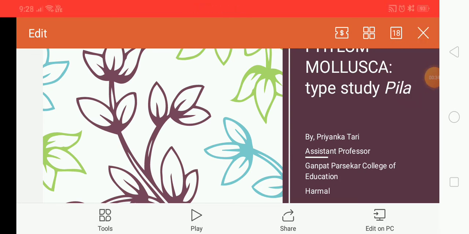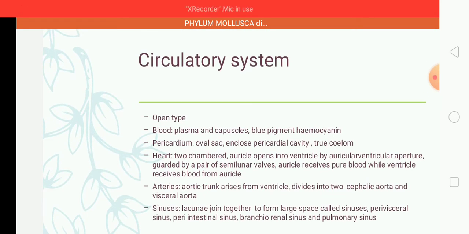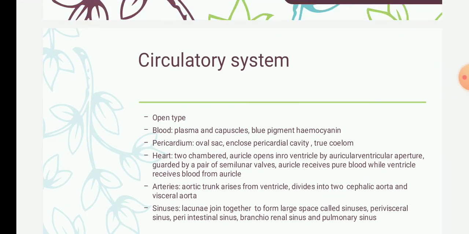Okay, so we'll start with the circulatory system. The circulatory system of the Pila is of the open type. So what is an open type of circulatory system? An open type of circulatory system involves blood that flows freely through the cavities. Hence there are no blood-carrying vessels. That's why it flows freely in the body cavities.